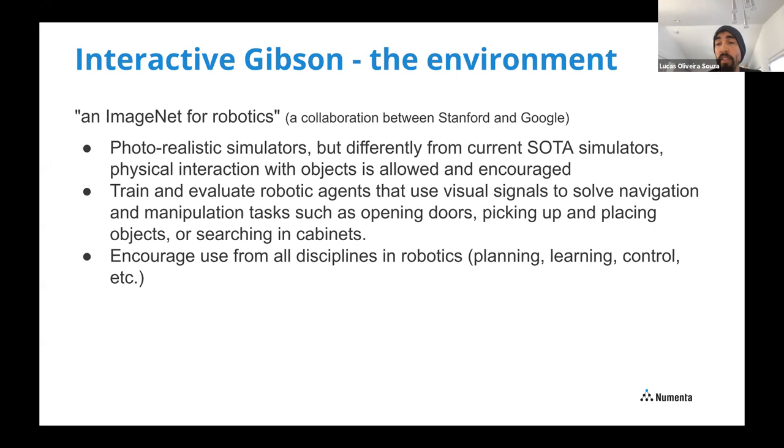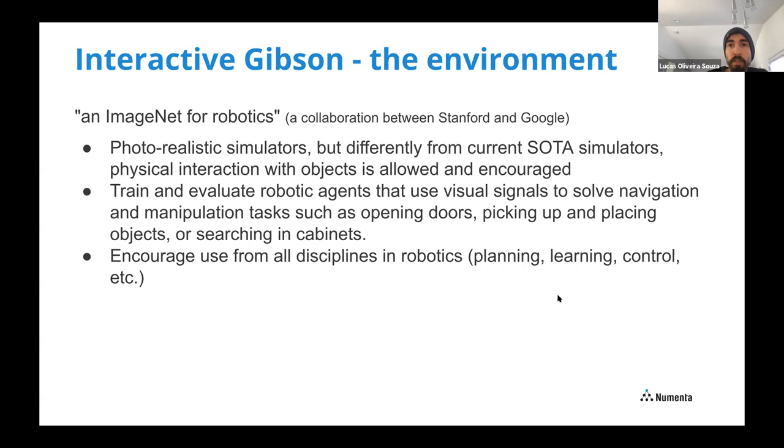It's physics-based. And what you can do is train and evaluate robotic agents that use visual signals to solve navigation and manipulation tasks, like opening doors, picking up or placing objects, searching cabinets, or just moving to some place. And they encourage use from all disciplines in robotics: planning, learning, control, et cetera.